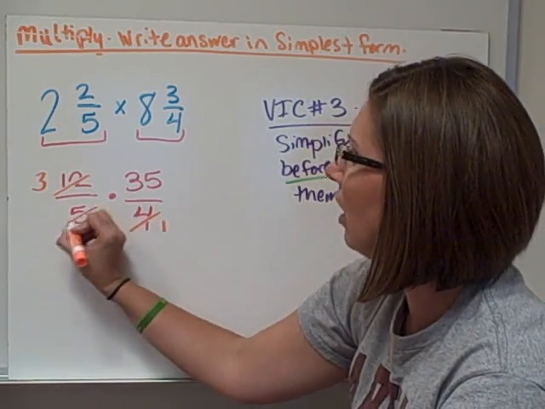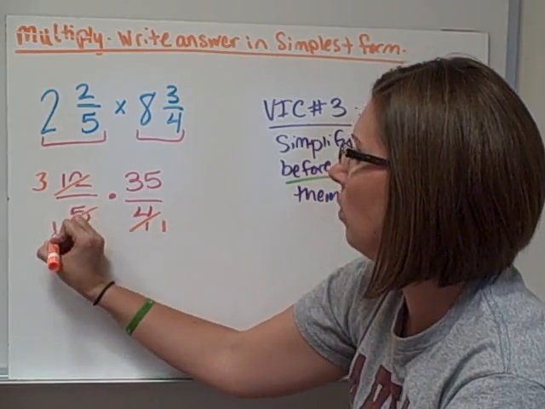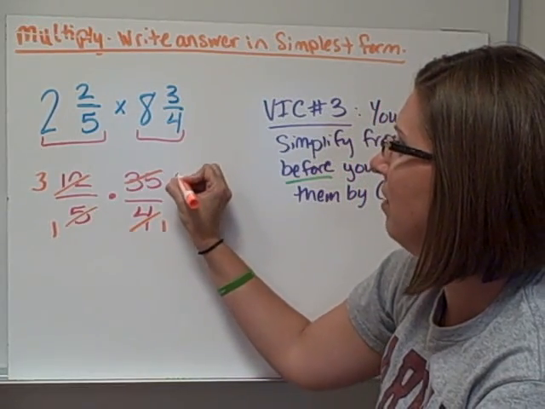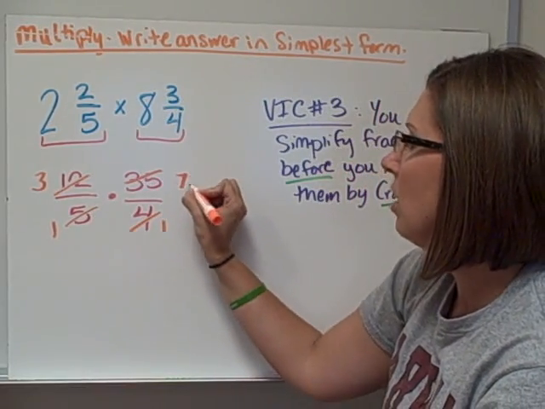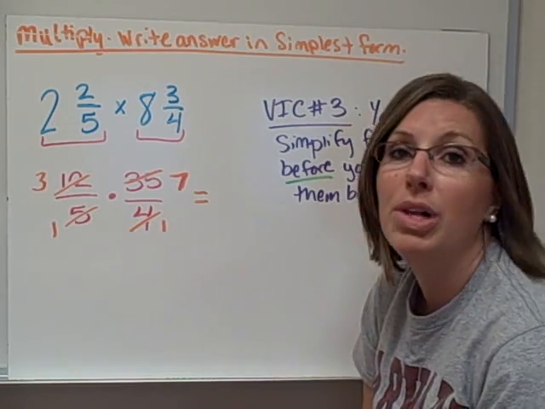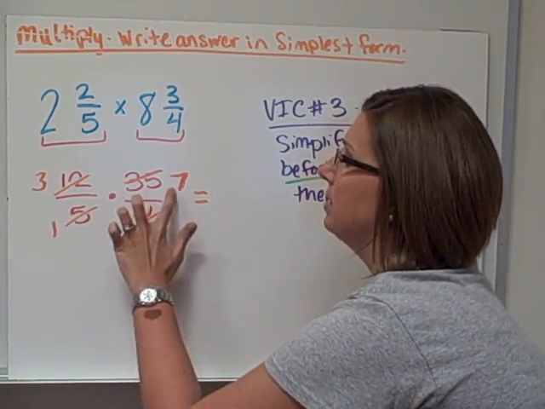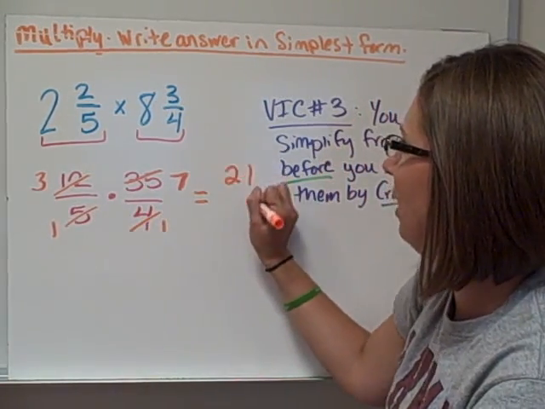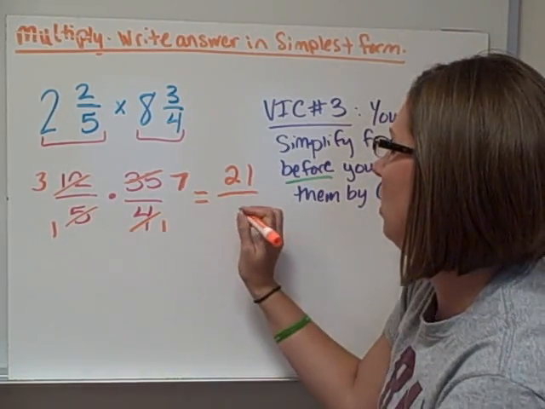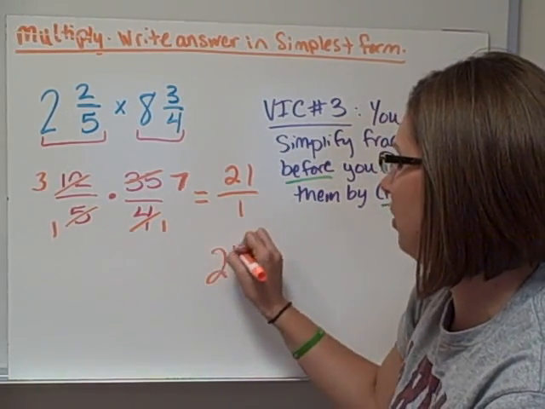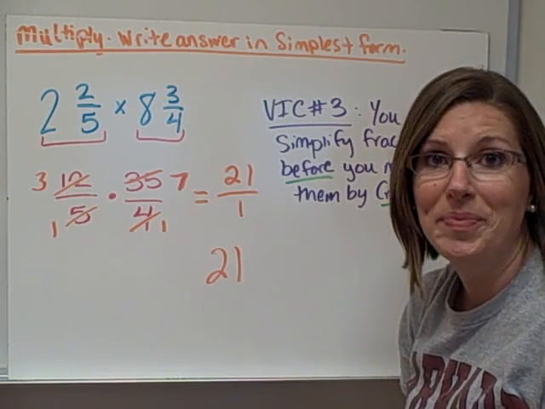I can do the same thing here. 5 goes into 5 one time, 5 goes into 35 7 times. So now when I multiply 3 times 7, I get 21. 1 times 1 is 1. I'm left with the answer of 21.